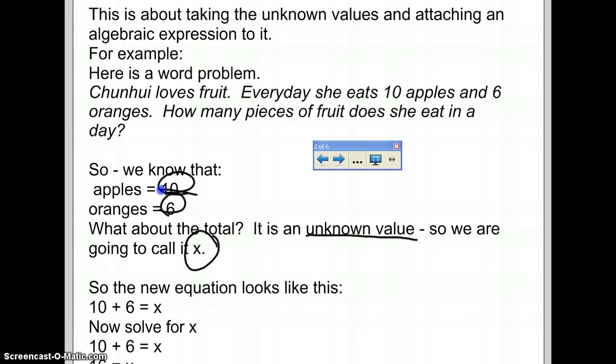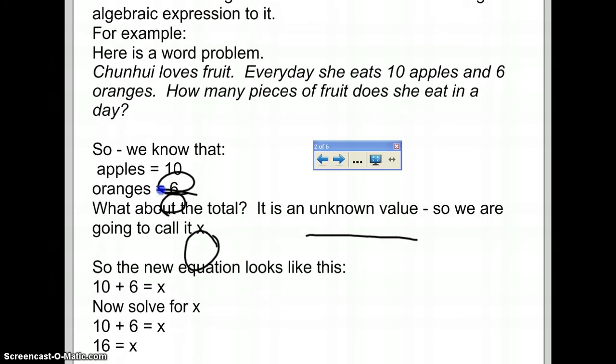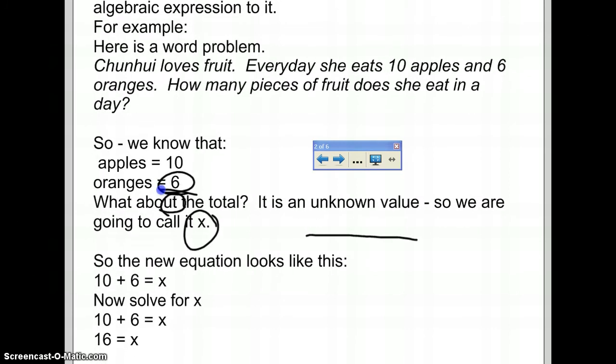So the equation looks like this. Just ignore all those lines. 10 plus 6 equals x. And now you're going to solve the equation for x. So 10 plus 6 equals x. And we know that 10 plus 6 equals 16. So 16 equals x, or x equals 16.